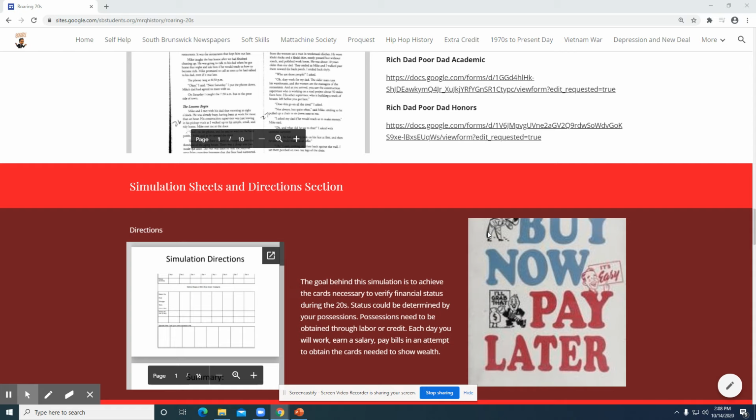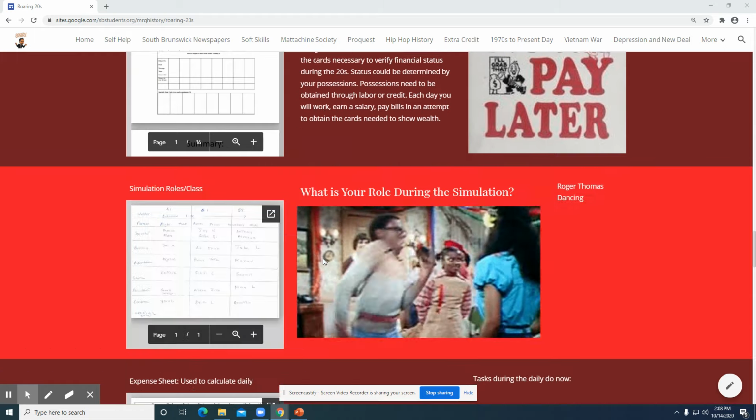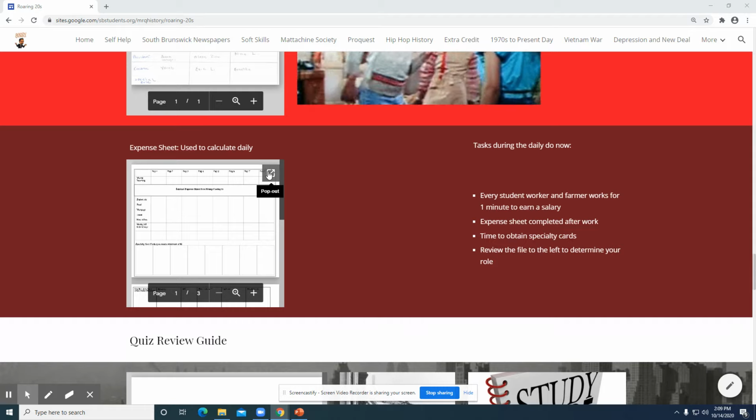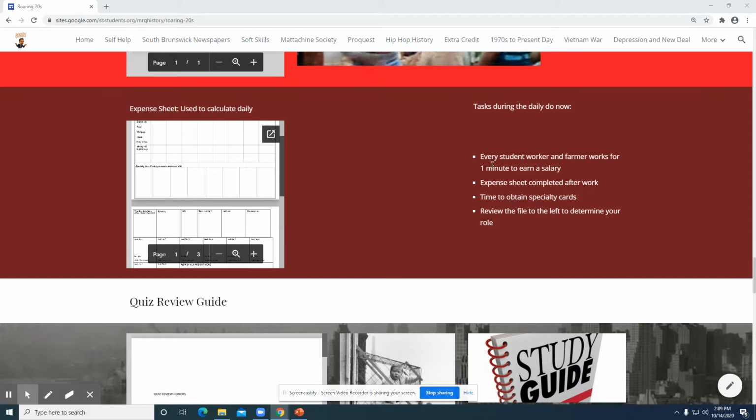These directions will go over the simulation directions for the 20s. So if you go to the website, you can find access to the files. This is the sheet, the blank sheet that you're going to have to fill out. Notice how it's telling you here kind of a summary of what's going to happen.